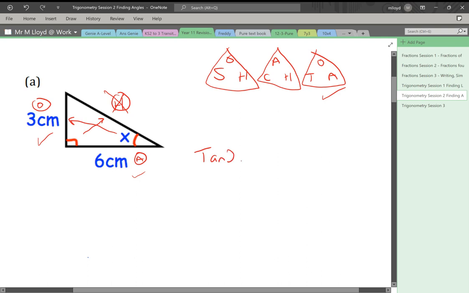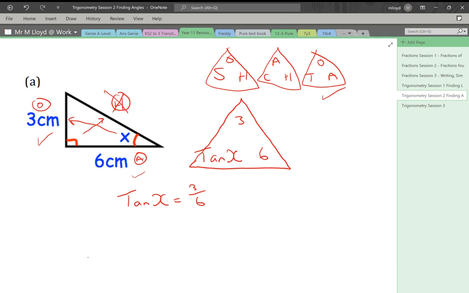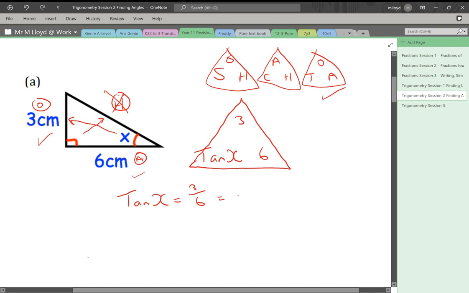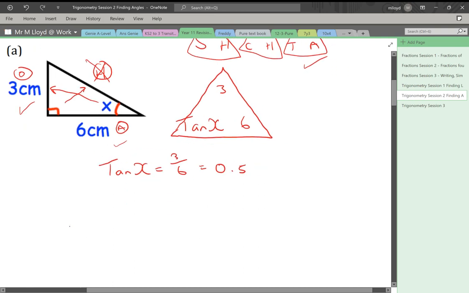Tan x, draw that formula triangle. At the top is going to be our value on O, which is 3, and then bottom right is 6. So effectively, our calculation is tan x equals 3 over 6. Now, in the last session, we either multiplied or we divided. In this session, we know that tan x equals 3 over 6, which is 0.5, and we need to now reverse the effect that tan is having on the x so that we can find that angle.